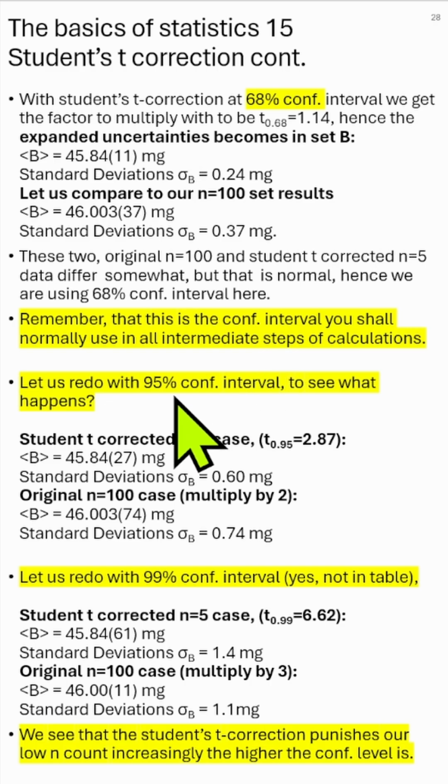When we go up to 95%, then in the 100 coin set, we multiply by 2. But now we see that the correction factor is not 14% higher. It is 2.87. And if we compare that to 2, we can see that that is more than a 14% increase. That is almost a 50% increase. And if we do the 99%, then we see that the T correction factor is 6.62 compared to 3. So then we are more than twice punished by that correction factor.